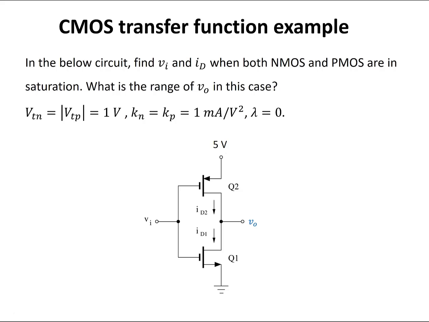So the question is, in the below circuit, find VI, the input voltage, and ID, these two currents, when both NMOS and PMOS transistors are in saturation. What is the range of Vout in this case? These are the parameters of the transistors.